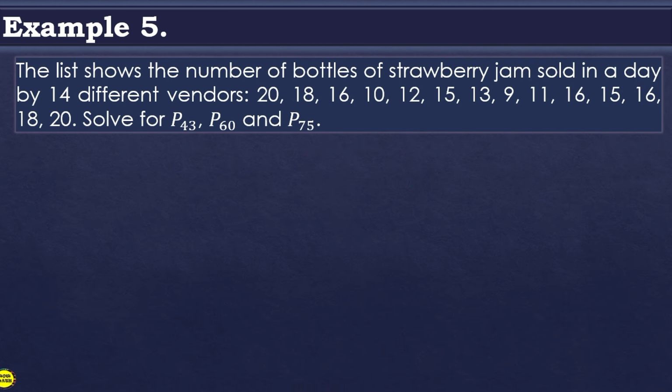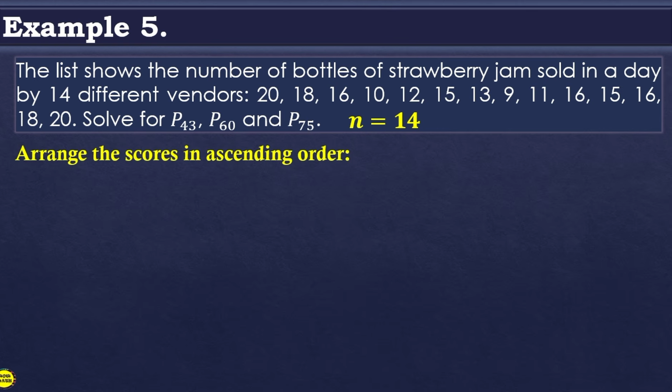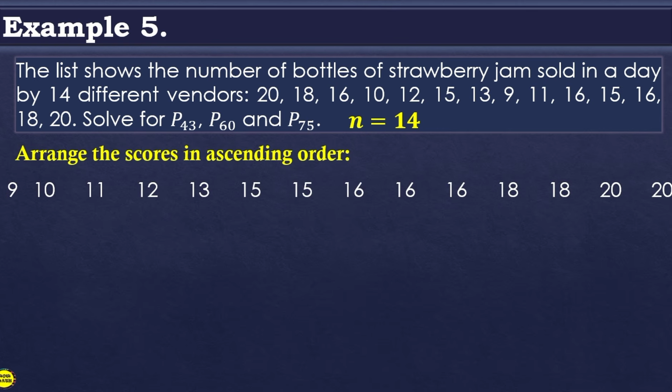The list shows the number of bottles of strawberry jam sold in a day by 14 different vendors: 20, 18, 16, 10, 12, 15, 13, 9, 11, 16, 15, 16, 18, and 20. Solve for the 43rd percentile, 60th percentile, and 75th percentile. Okay, so ano yung una natin gagawin? Yung N natin is 14. Arrange the score in ascending order. So, yan talaga yung lagi nating simula. Ina-arrange natin yung score in ascending order.